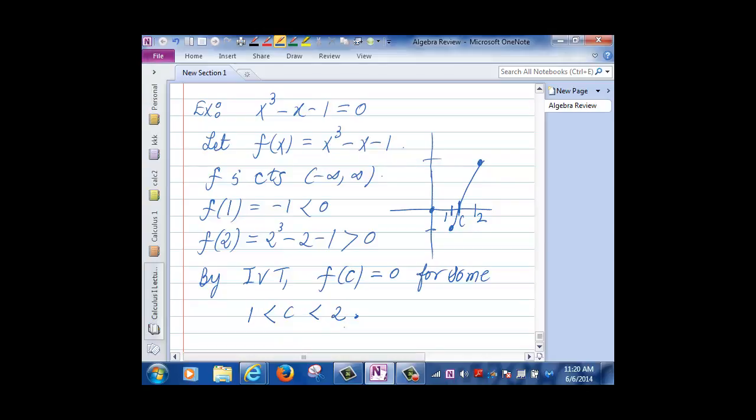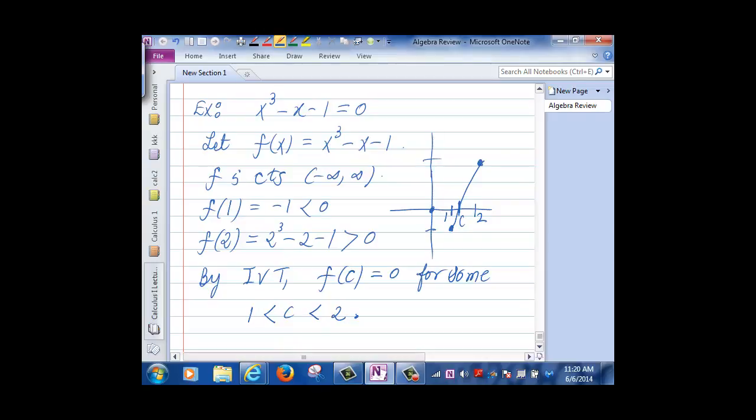We want to show that this equation has a solution, which is the same as showing that the function f takes on the value 0 somewhere. We are saying that the function is continuous everywhere, the value of the function at 1 is negative 1, and the value at 2 is positive. So the graph of the function must cross the x-axis somewhere in between 1 and 2 by the intermediate value theorem.